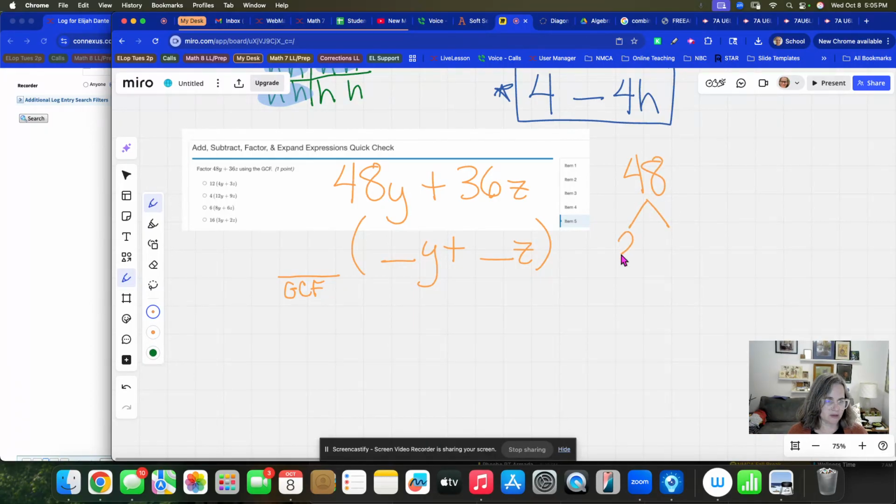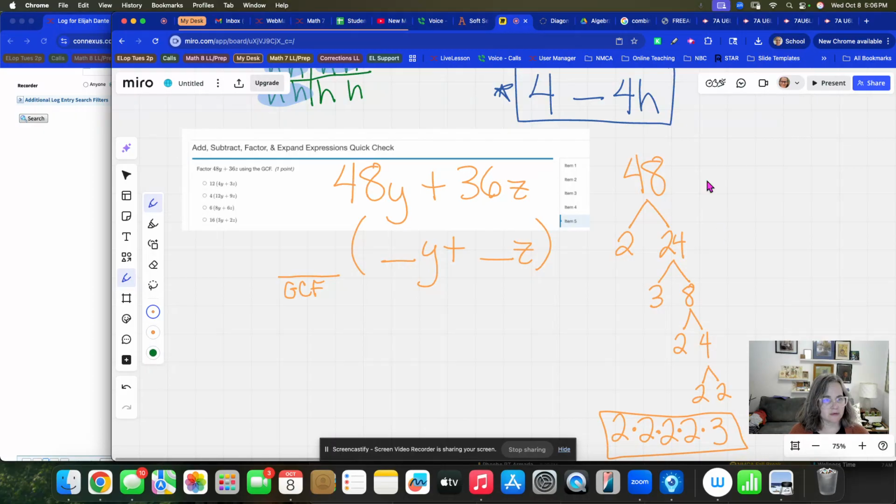Let's see, I'll divide by 2. Half of 40 is 20, half of 8 is 4. I could divide by 2 again, or I could divide by 3, right? 24 is 3 times 8. And then I'll get my 2's down here. 8 is 2 times 4. 4 is 2 times 2. Prime factorization of 48 is going to be 2 times 2 times 2 times 2 times 3.